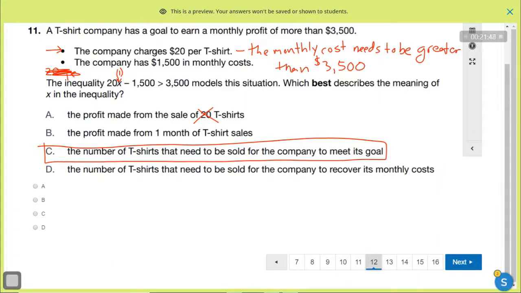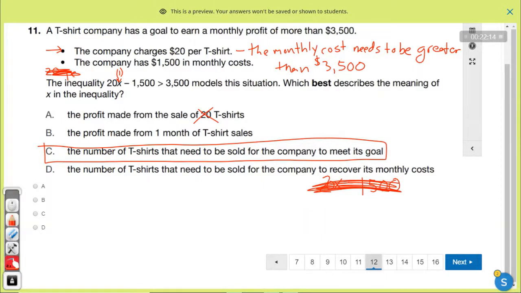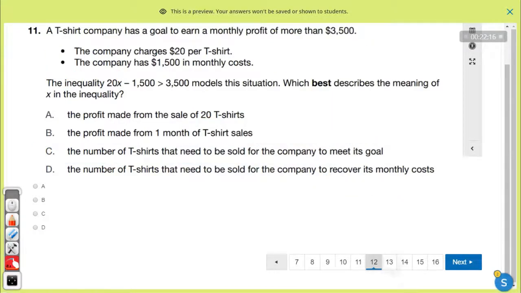No, that would be if we had 20X equals 1,500. That's what you'd need to figure out if they're equal, how many, but that's not really going to cover it for you there because you're also going to be doing 20 times one. So we're not really looking at that either. So we know that D is not it, and we find that C is the only one that actually describes what the inequality is doing here.